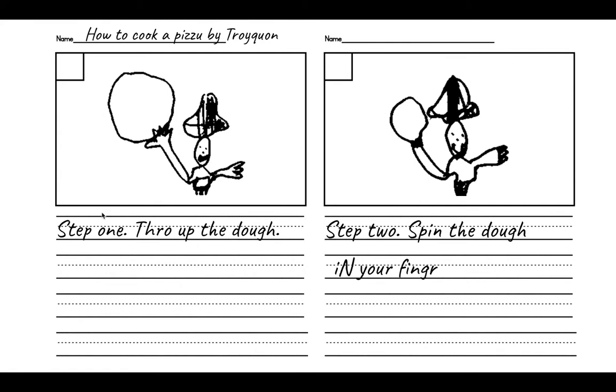His story says, Step 1, throw up the dough. Have you ever seen people who cook pizza when they want to stretch out the dough? They throw it up in the air. Step 2, spin the dough in your finger.